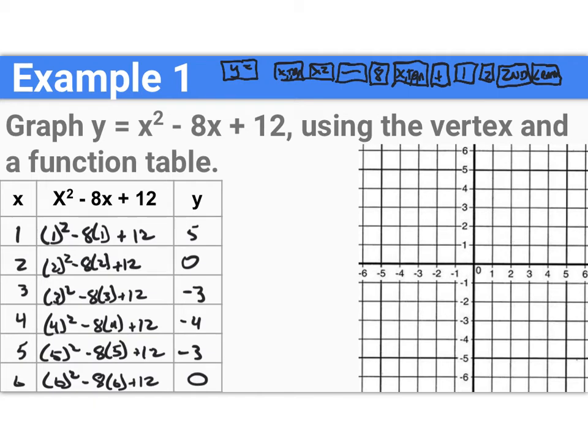So now come over to plot our points. At 1, we were at 5. 1, 5. That's our first point. At 2, we were at 0. At 3, we're at negative 3. At 4, we were at negative 4. 5 was negative 3. And since a parabola makes a U shape, 6 goes to 0.